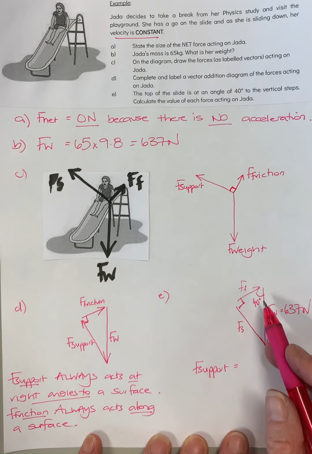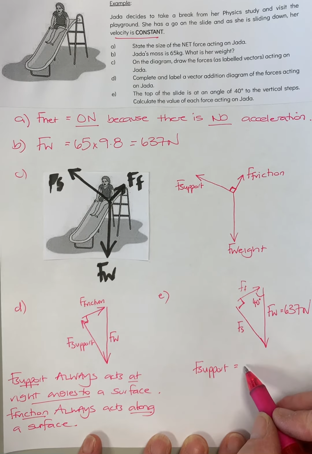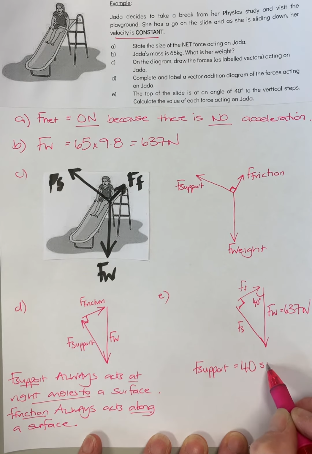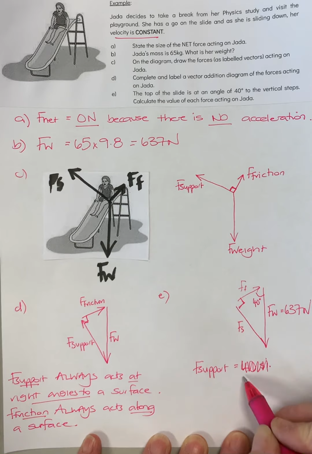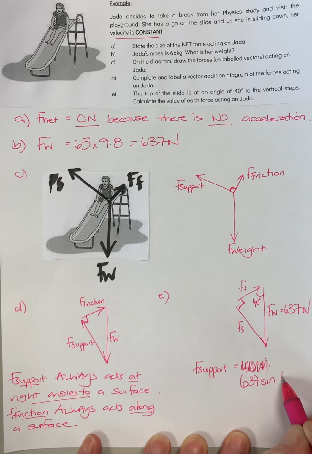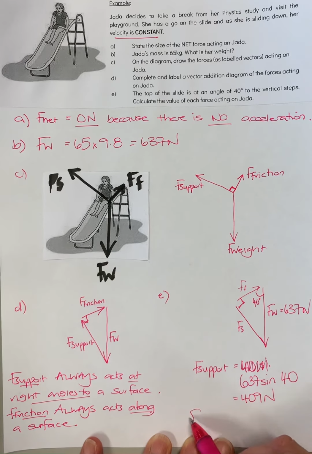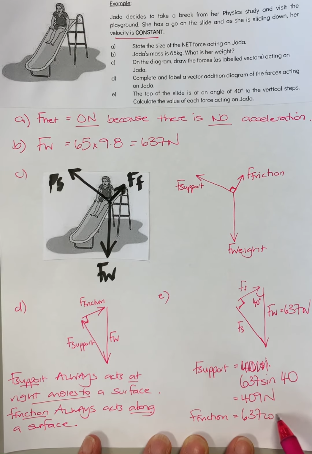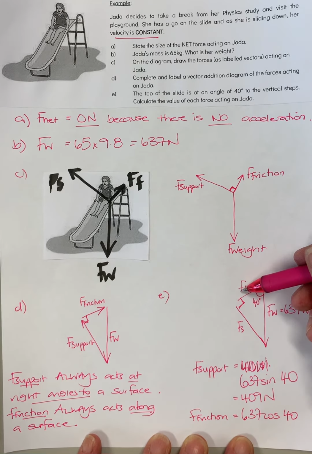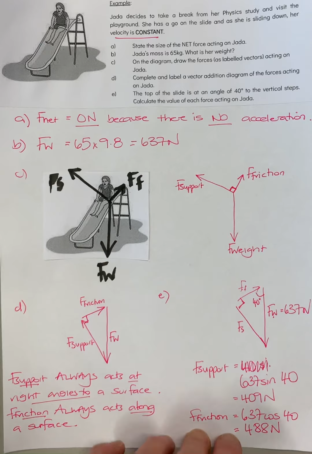Okay, so F support, opposite over hypotenuse. Oh, sorry, let's write that again. 637 sine 40 for support force, which is 409 newtons, and the friction force here is 637 cos 40, because we've got adjacent over hypotenuse, and that comes out at 488 newtons.